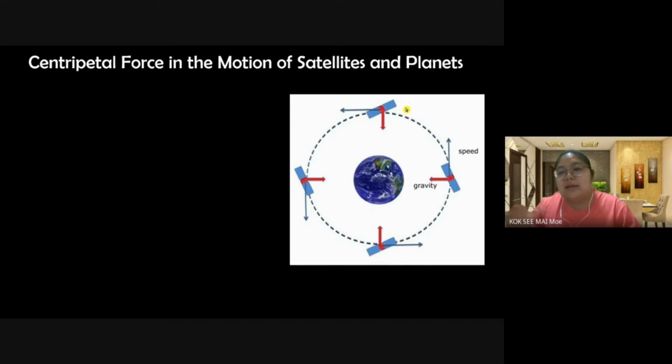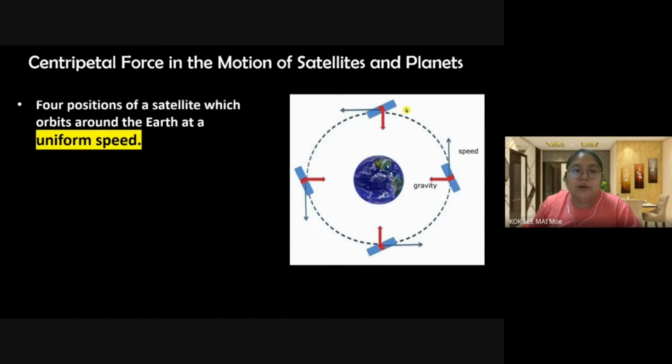So that means the satellite and the planet are also moving. So this one is velocity, how do they create the velocity? They need something to pull. Then finally they can move. So from here we can see four positions of the satellite which orbit around the Earth with uniform speed. We have four satellites surrounding the Earth. After that, they move with uniform speed.